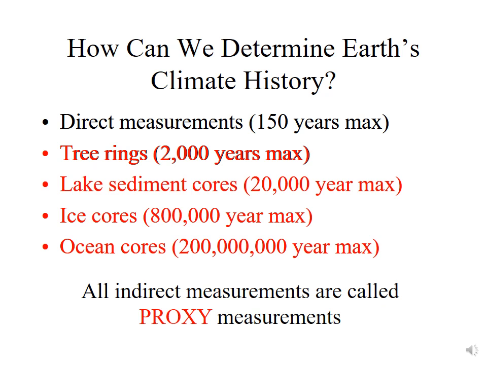For example, we can use tree rings in order to understand the climate history over the lifetime of the oldest tree that you can find. So somewhere in the 500 to 5,000 year range. I just put down 2,000 years maximum here. We do have bristlecone pines in the US that are up to 5,000 years old.